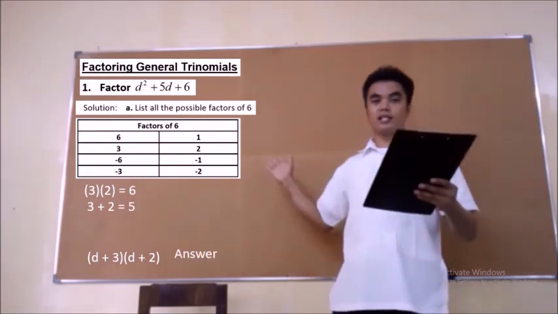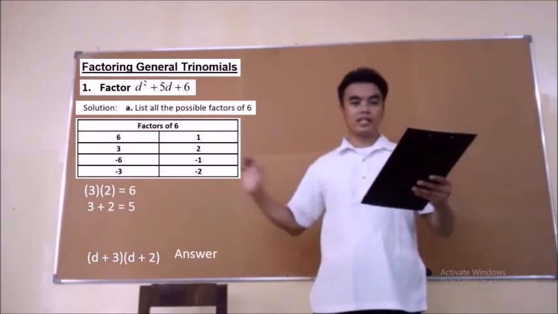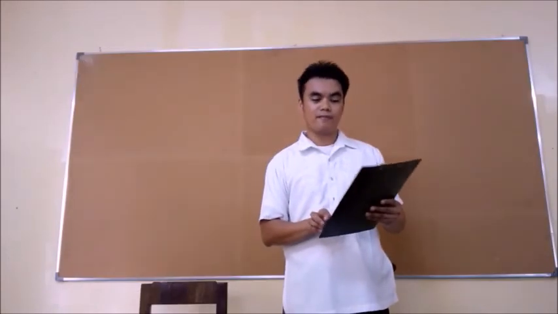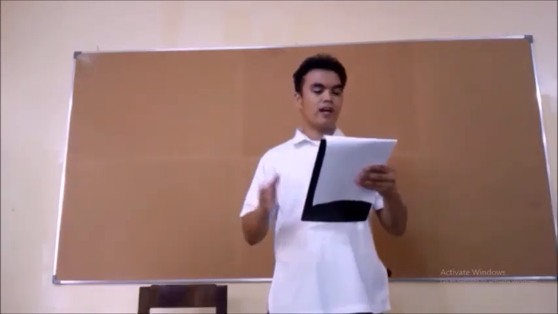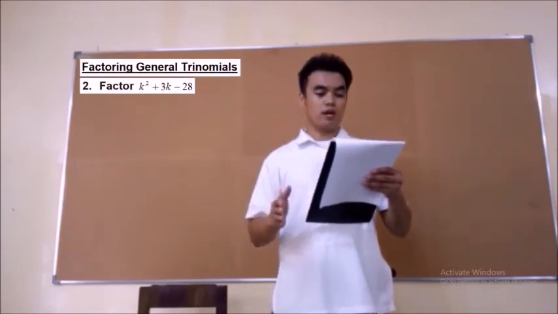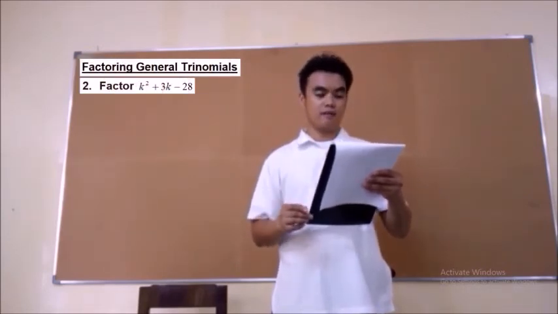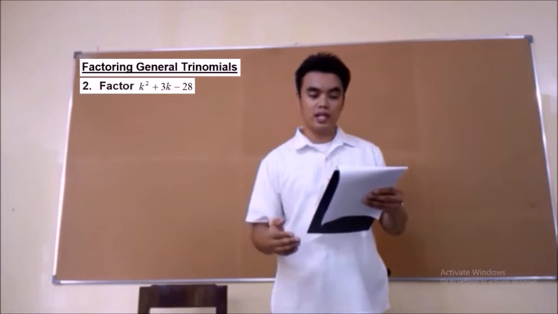So, this is our answer. This is the factor of the given trinomial. Alright, let us have another example. Factor k squared plus 3k minus 28.